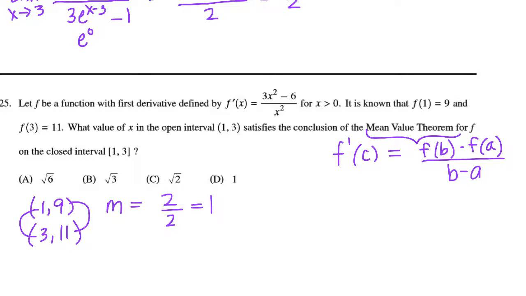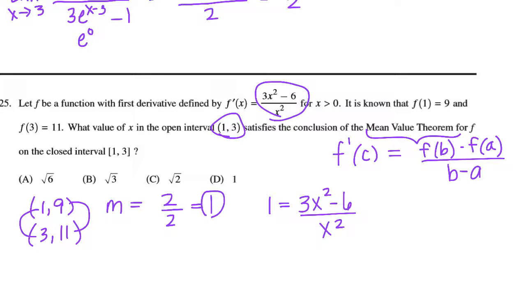So we have 1. To satisfy the mean value theorem, we have to find some value in the interval [1, 3] so that my derivative is equal to 1. So we're going to say 1 equals (3x squared minus 6) over x squared. Let's multiply both sides by x squared. So I have x squared equals 3x squared minus 6. So negative 2x squared equals negative 6. So x is going to be plus or minus the square root of 3.